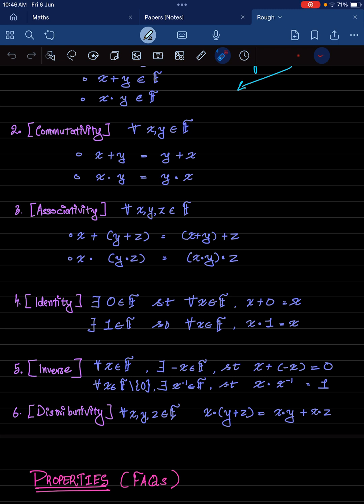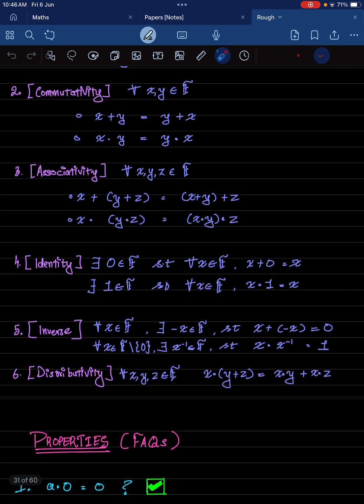Next comes associativity. So in associativity, if x, y, z are elements of F, then if you have to do a sum of three elements, then x plus y plus z is the same no matter how you evaluate it. If you do y plus z first and then add it to x, or if you do x plus y first and then add it to z. And multiplication also works in a similar way. x times y times z is the same no matter how you do it. If you do y times z first and then multiply it to x, or if you do x times y first and then multiply it to z, the result will be the same.